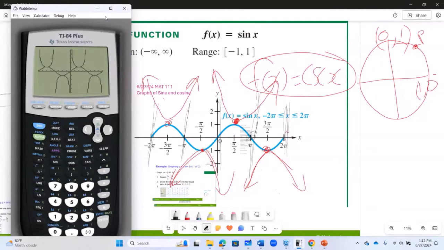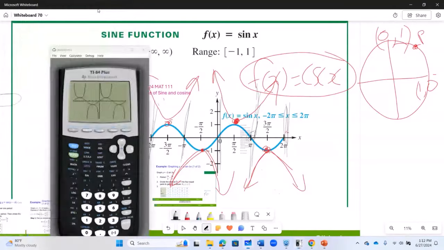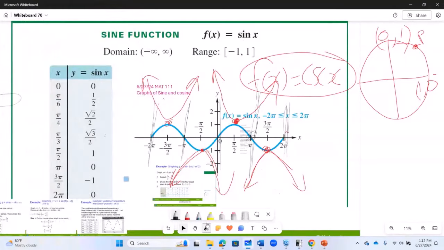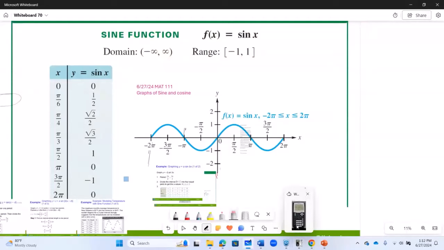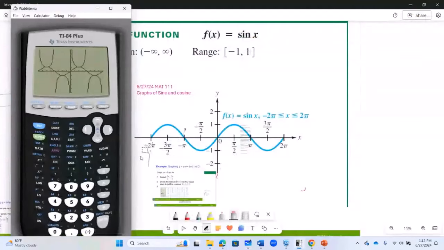Let's graph the secant. Just like we did sine and cosecant, if you're told to draw a secant graph, you first draw the cosine curve, and then on top of it, you draw the secant curve. So let's go ahead and draw a secant curve. And how do we draw a secant curve?